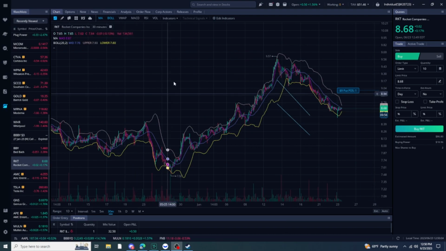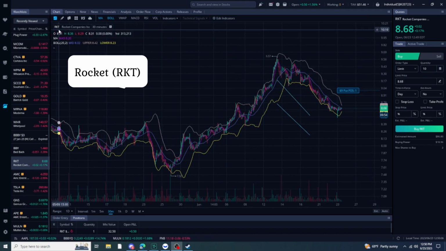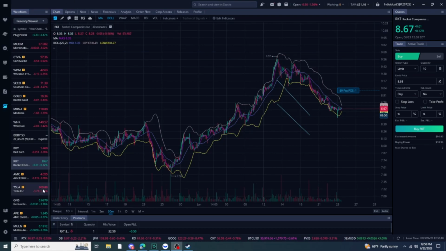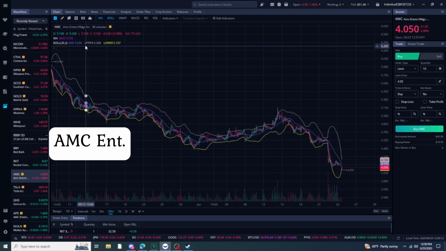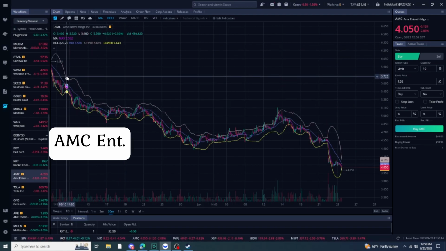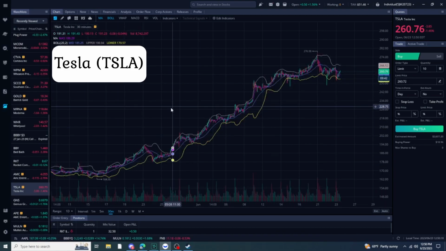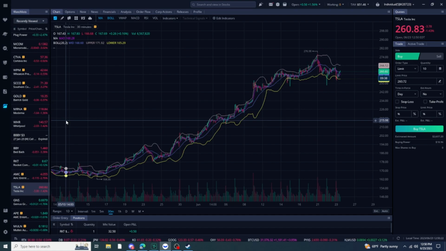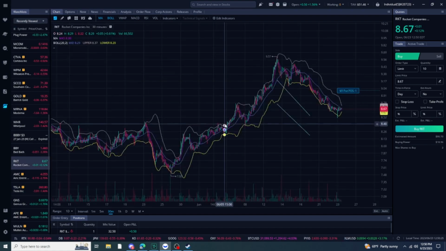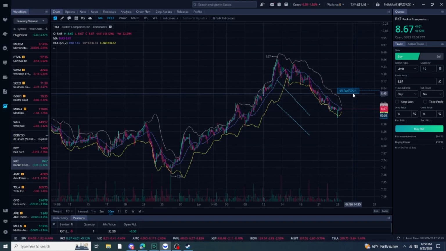The first one is Rocket Companies, RKT. You might have seen commercials about this, or you might have heard of Rocket Car Insurance, same company. Second, AMC Entertainment Holdings. If you've ever been to a movie theater before, it's most likely been by AMC. Tesla cars, pretty self-explanatory. In regards to this video, the one stock we're going to be paying attention to, though, is Rocket. Reason being, I'm currently in a trade as I'm making this video, so you, the viewer, can kind of get a behind-the-scenes look at what happens.